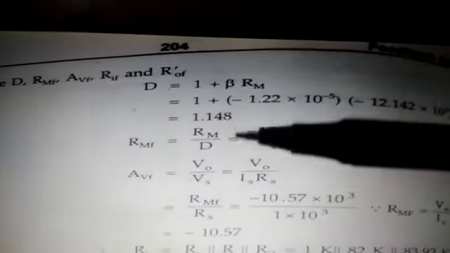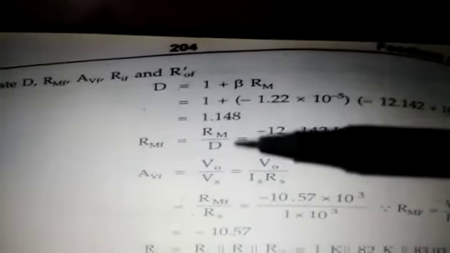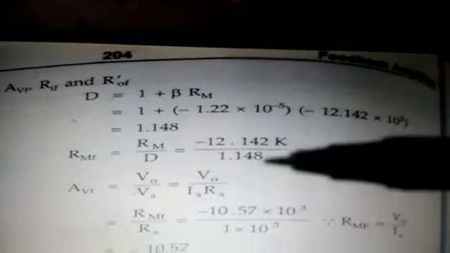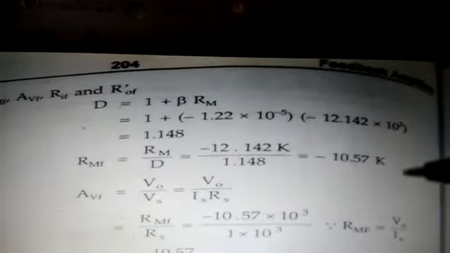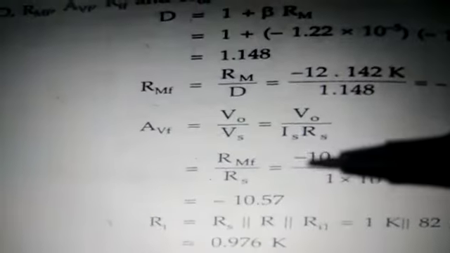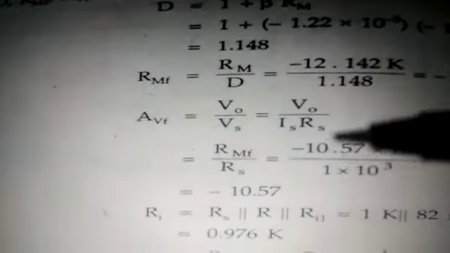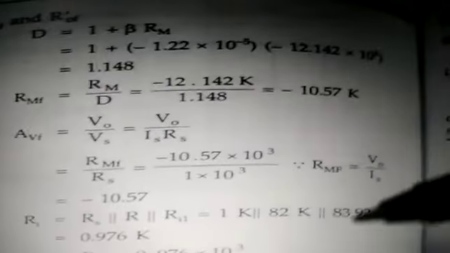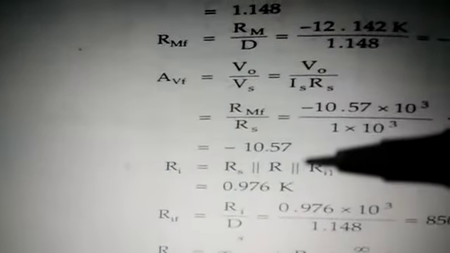So the gain with feedback is Rm, the open loop gain, divided by D. That is always like A upon 1 plus A beta. Similarly, Rm upon 1 plus A Rm. So you can calculate this value. This is minus 10.57 K. And lastly, voltage gain is V0 upon Vin. This is V0 upon Is into Rs. So this is equal to this RMF upon Rs. This RMF is Vs by Is and it comes to be minus 10.7.